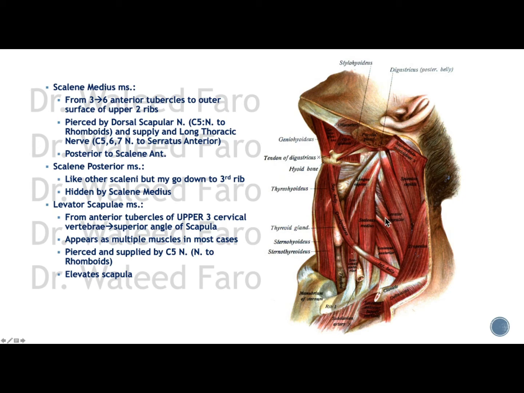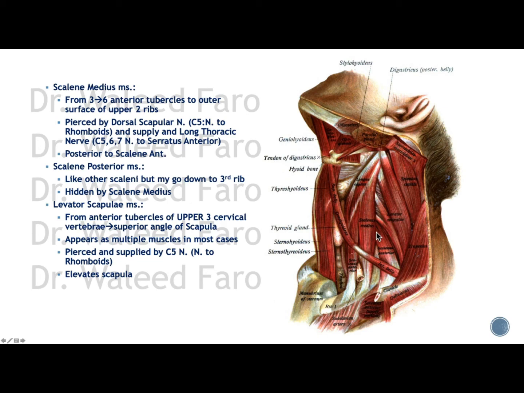Now the levator scapulae, see these fleshy bands coming with tendinous origins from the anterior tubercles of the transverse processes of the cervical vertebrae, upper 3 or 4 anterior tubercles. This is the levator scapulae. These muscle bands unite together, or may stay ununited, and go to the superior angle of the scapula to elevate the scapula. That's why it's called levator scapulae.